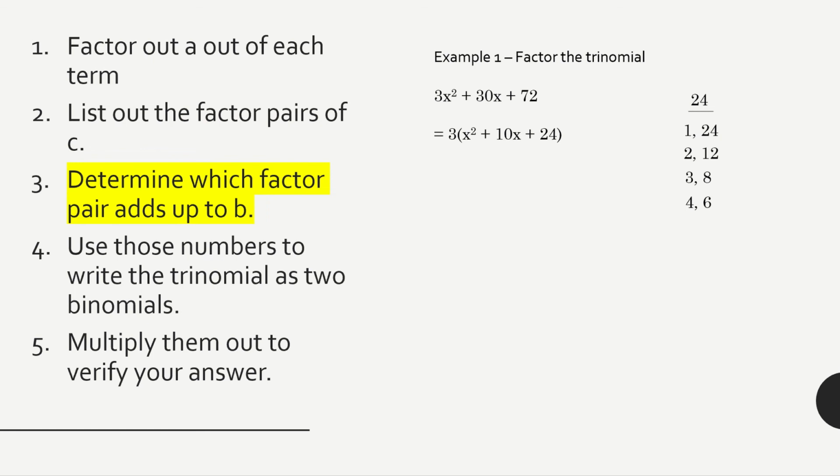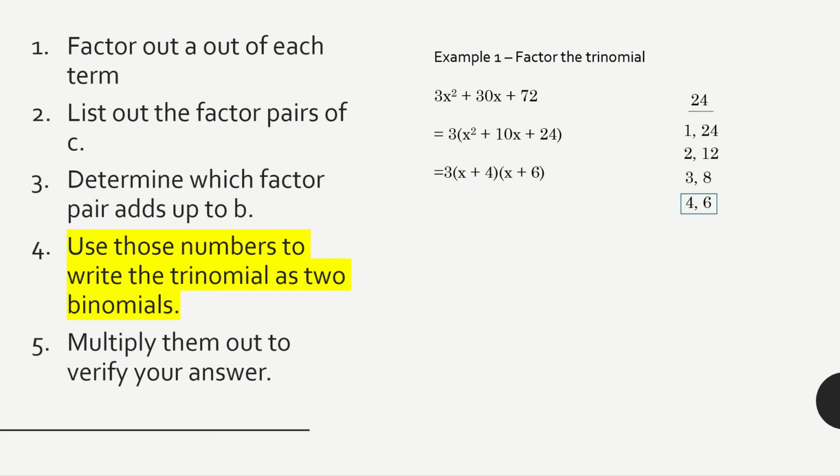Then we have to determine which factor pair adds up to b, which is the middle coefficient. And here the middle coefficient is 10. So which one of these pairs adds up to 10? It's going to be 4 and 6. Once we figure out which factor pair adds up to the middle term, we have to use those numbers to write the trinomial as 2 binomials.